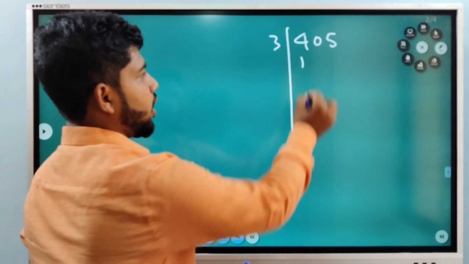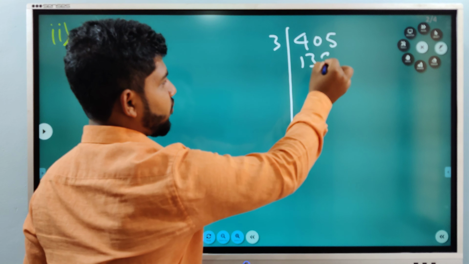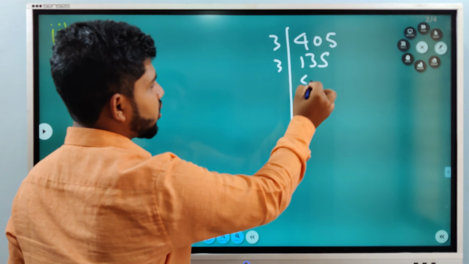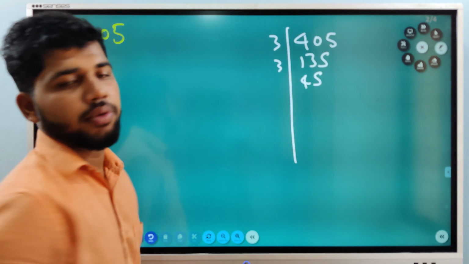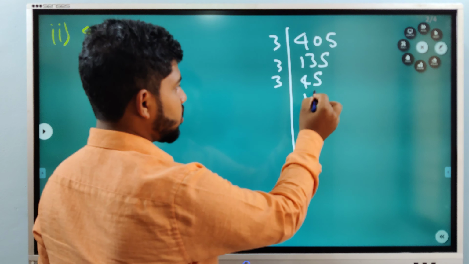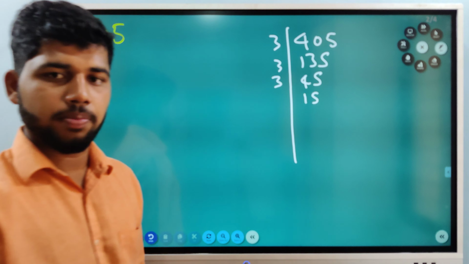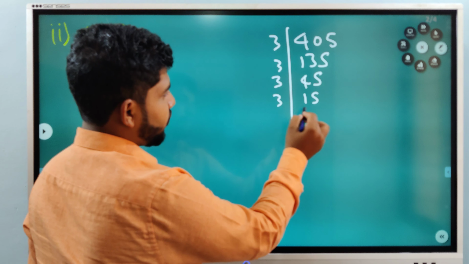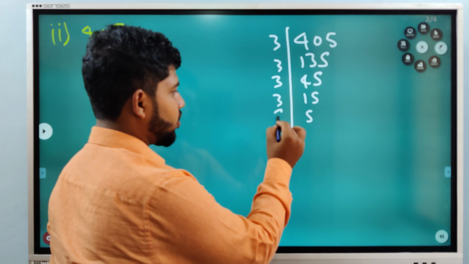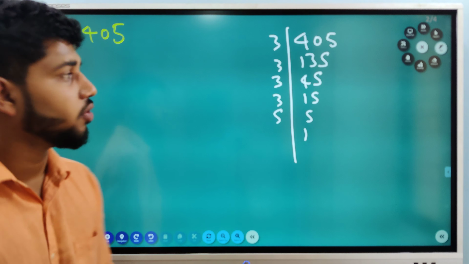3 1 ja 3, and 3 3 ja 9. 1 remains. 3 5 ja 15. And again 3 4 ja 12. 3 5 ja 15. And 3 1 ja 3, 3 5 ja 15. And 3 5 ja 15, and last is 5 1 ja 5.